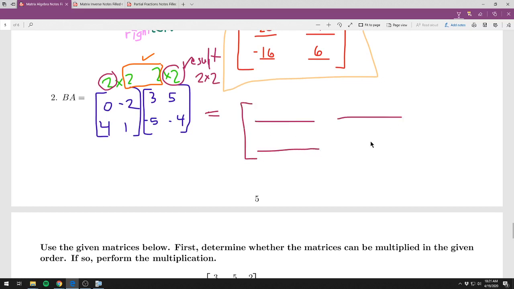Now I won't go as detailed in the steps, just keep along here. Extra practice doesn't hurt. We got 0 for the first row and first column. We got 0 times 3 plus, go across the row down the column, -2 times -5. First row, second column, we got 0 times 5 plus, then across for row 1, -2 times -4.